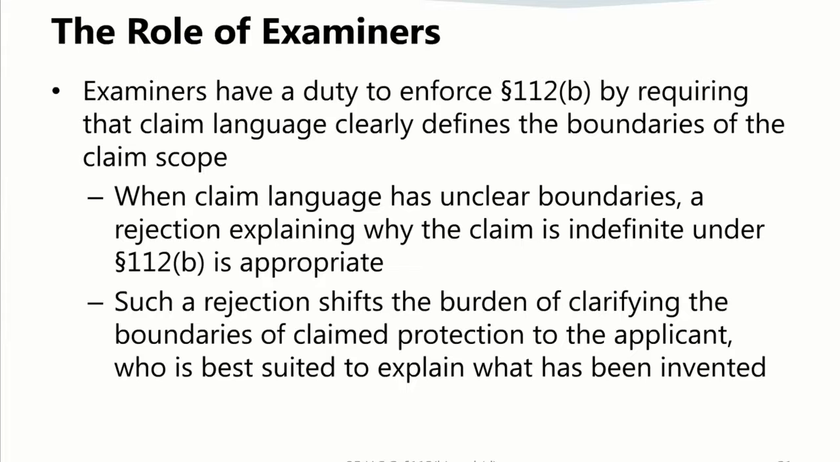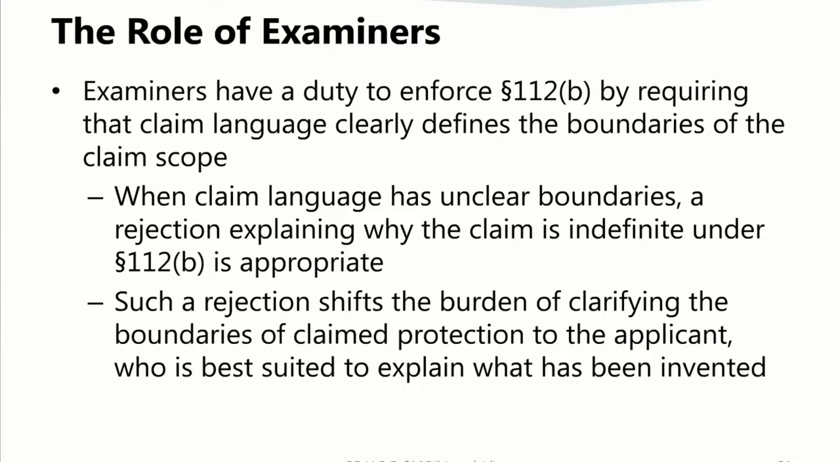Examiners play a critical role in developing the written record that is part of the prosecution history of an issued patent. Moreover, examiners have a duty to enforce 112b by requiring that claim language clearly defines the boundaries of the claim's scope. When claim language has unclear boundaries, a rejection explaining why the claim is indefinite under 112b is appropriate. Such a rejection shifts the burden of clarifying the boundaries of claimed protection to the applicant, who is best suited to explain what has been invented.